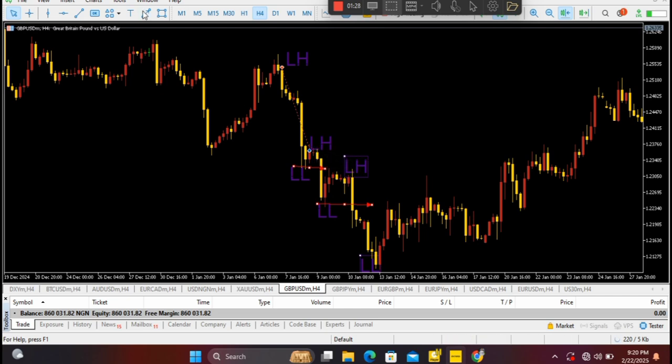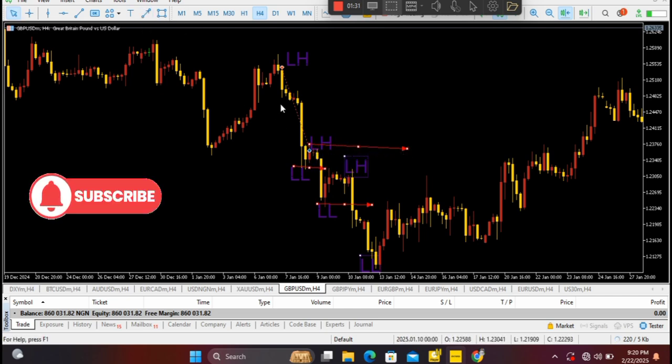Now this is what you always want to be looking at. You always want to identify where the market is going first before placing your trade. Once the market is in a downtrend, you can confidently place a sell trade. Or when the market is in an uptrend, with some conditions, you can also place your buy trade.